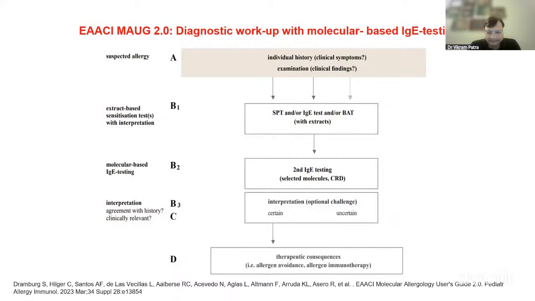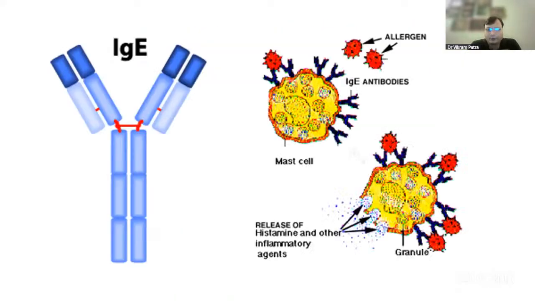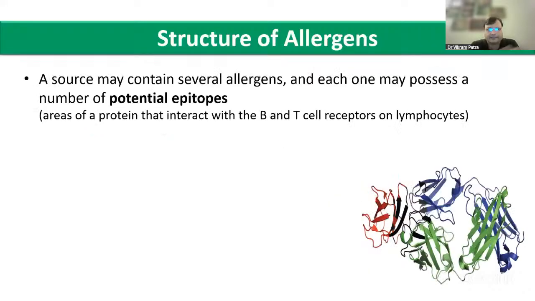To make it clear, ICAI has incorporated molecular-based IgE testing in the flow chart, right from history till avoidance and allergen immunotherapy. At stage B2, they have introduced molecular-based IgE testing. Now what we are testing is IgE, and we know IgE is formed in our body against various allergens. But is it so simple? Let us understand the structure of the allergen first.